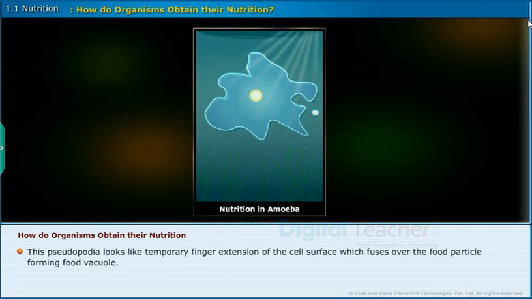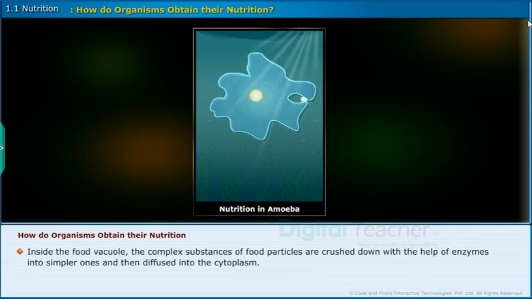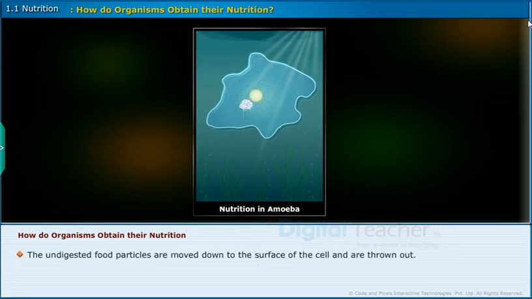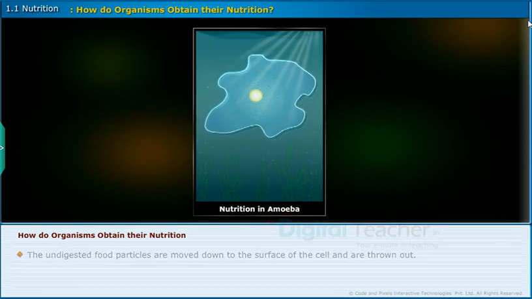The pseudopodia look like temporary finger-like extensions of the cell surface which fuse over the food particle, forming a food vacuole. Inside the food vacuole, the complex substances of food particles are broken down with the help of enzymes into simpler ones and then diffuse into the cytoplasm. The undigested food particles are moved to the surface of the cell and are thrown out.